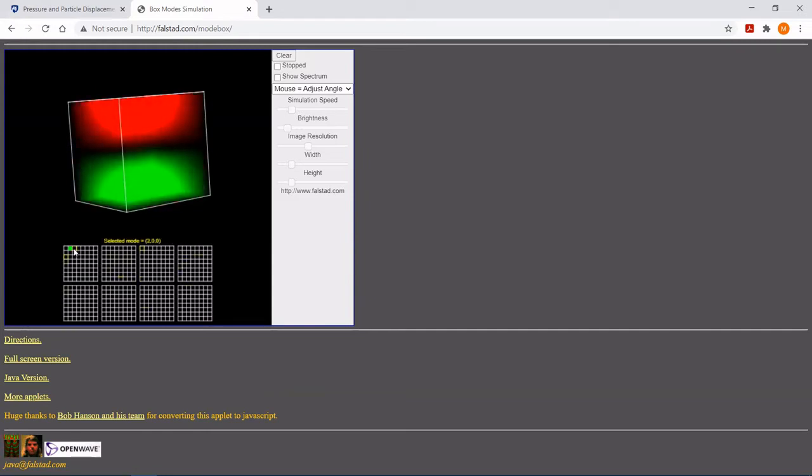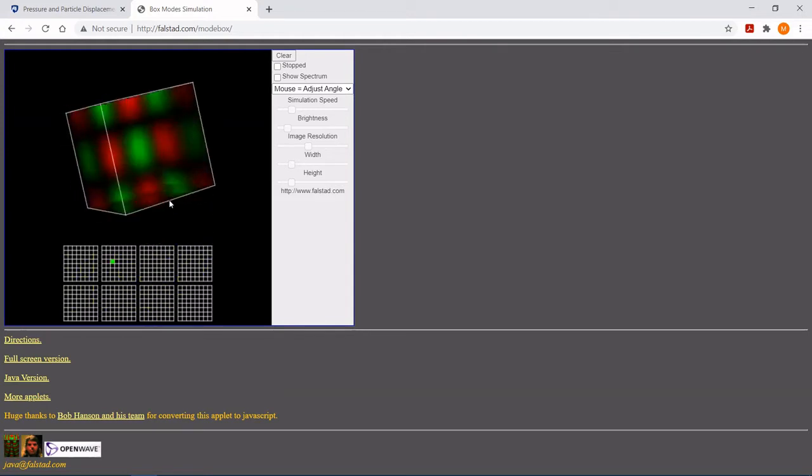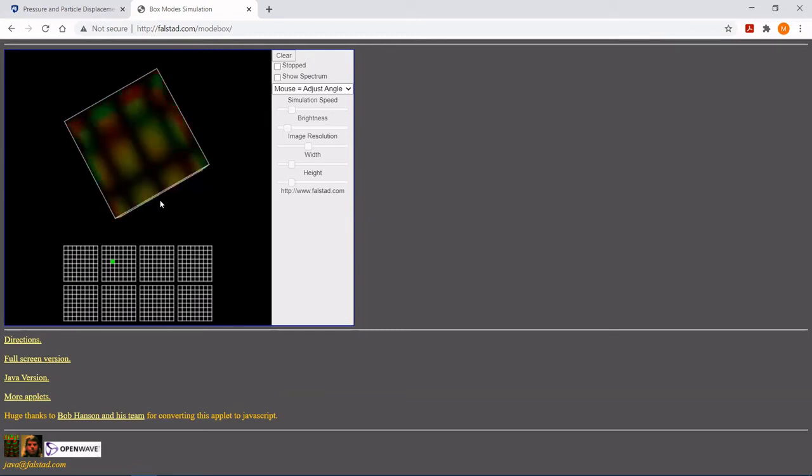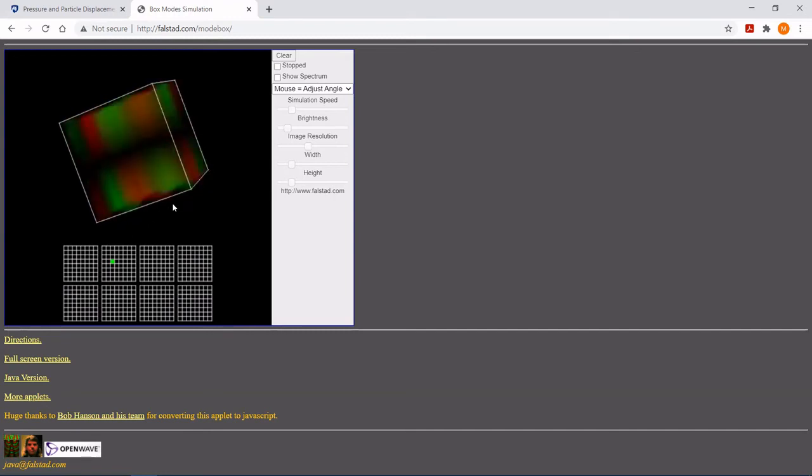What happens if we click on another one of these boxes? Well, first let me uncheck this box. Aha, no oscillation. And then I'll try a different one. Woo. I like these Christmas colors. You can see there are many more nodes and antinodes there.